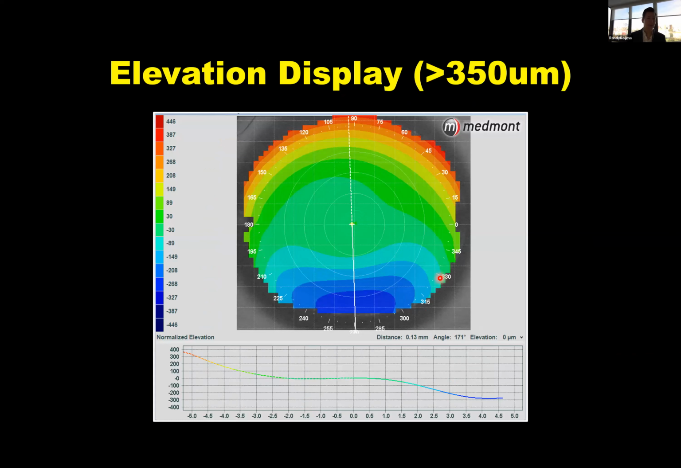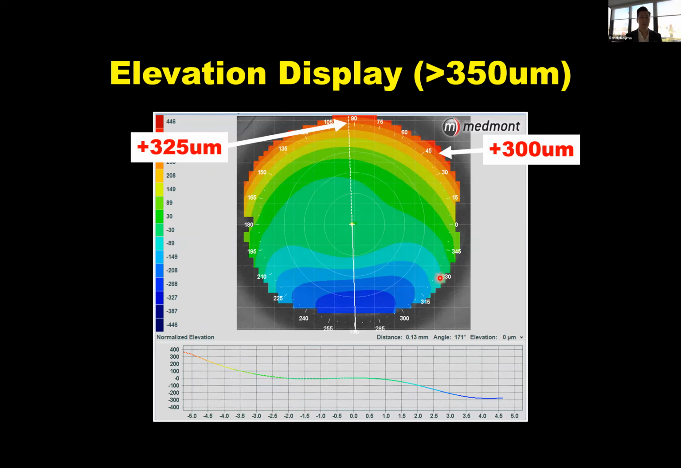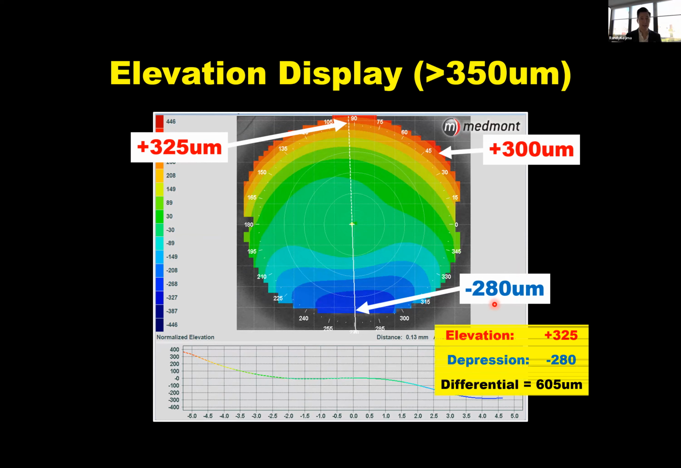Well, again, we're going to pull up that elevation map and we're going to look at the point of highest elevation, plus 325 microns. We're going to find the opposing meridian of greatest elevation change, in this case, minus 280. This patient has a 605 micron change between the highest point and the lowest point. And you remember the threshold of where we expect a corneal GP to be successful is less than 350 microns. And this patient is well over that, almost double.